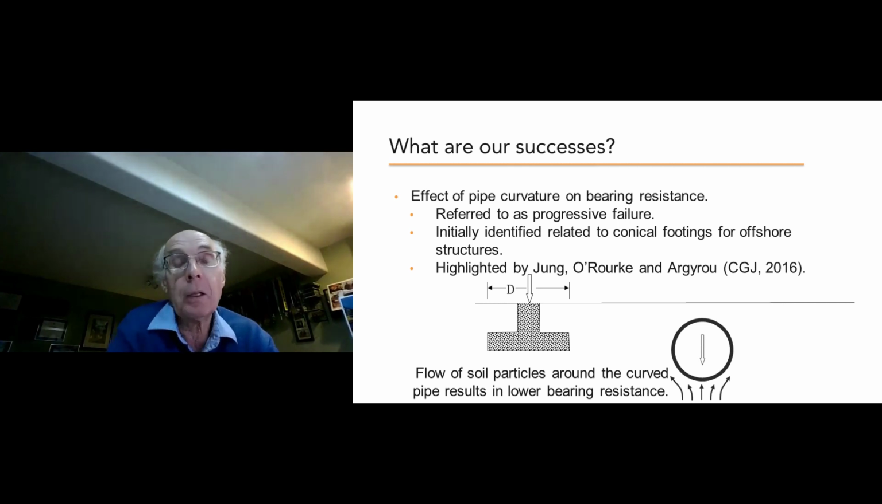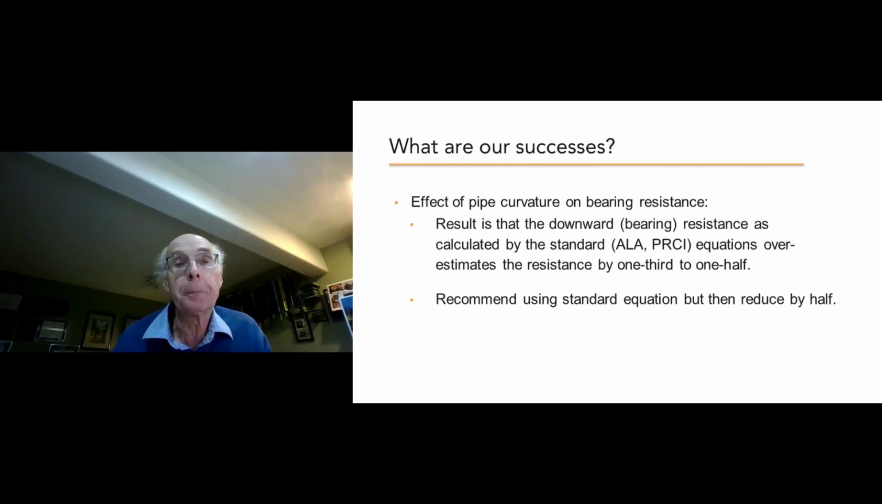And then that was later applied by Young, O'Rourke, and Argargu at a university in New York, which the name escapes me now. But it was published in the Canadian Geotechnical Journal in 2016. And what they discovered was that the pipeline, as it moves downward into the soil, because it's round, the soil experiences what's called progressive failure. And there is a flow of soil particles around the curved pipeline that results in a lower bearing resistance.